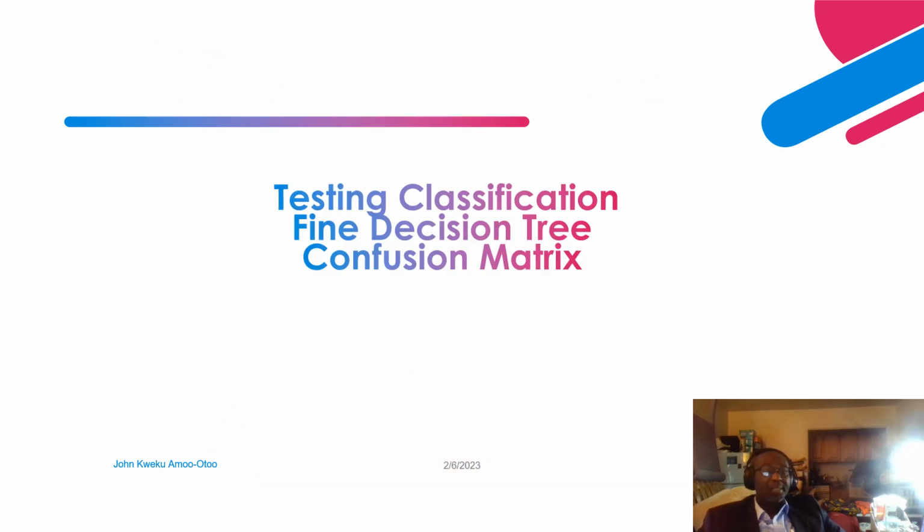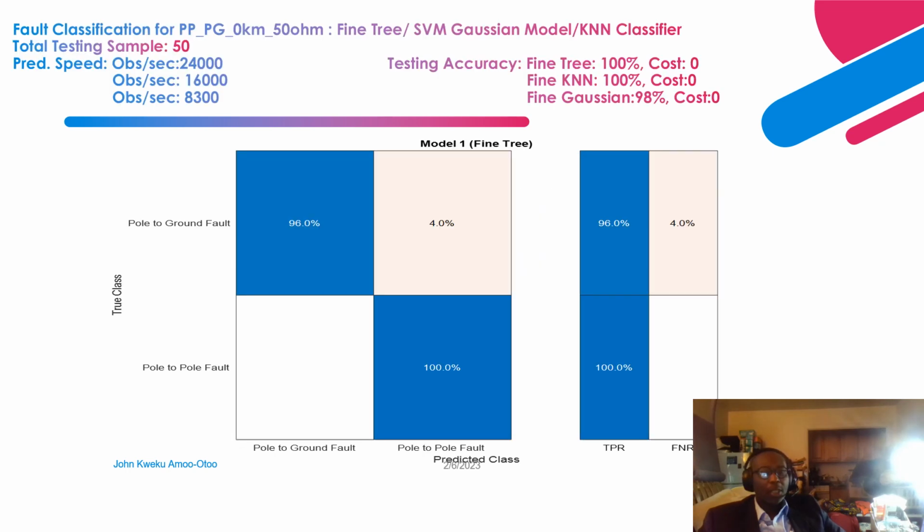Now we'll take a look at the testing classification, starting with the fine decision tree. Now we've been able to train our data utilizing all the pre-built algorithms that are out there. Out of that data, remember we set aside a small percentage of it, 5% of the 1,012 data points, and we're going to use it as our data for testing. So we have a testing sample of 50, about 5% of 1,012.